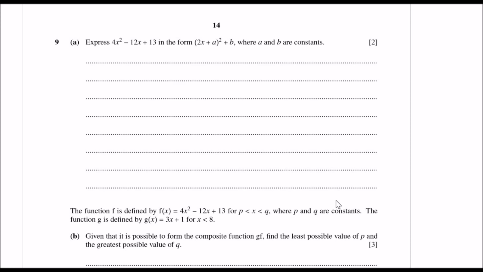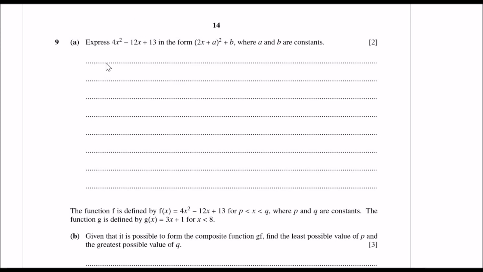Okay, now question number 9. This is the question from the quadratic. 9a, express 4x² − 12x + 13 in the form (2x + a)² + b, where a and b are constants. So we have to write it in completing the square form.